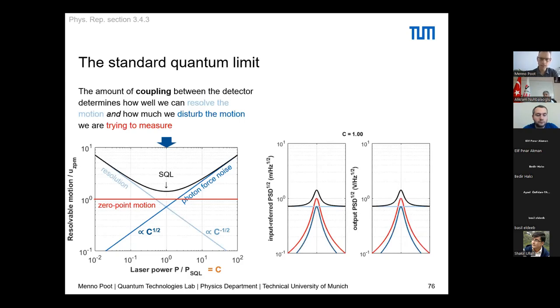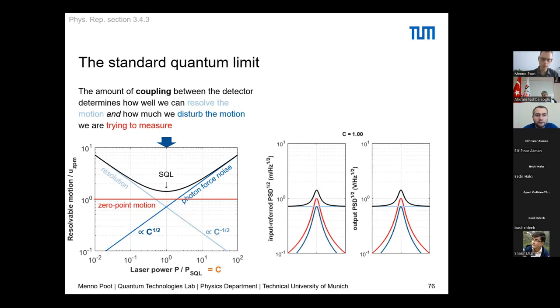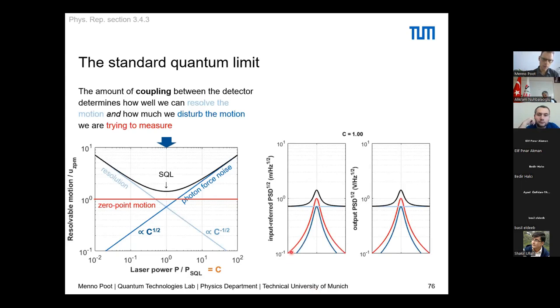So you can see that if I go back and forth, then by going to a higher coupling, this light blue line has dropped, and that means we can now resolve smaller motion. Also, we see that this red line here didn't change. That's, of course, because it is horizontal here. So let me again go back and forth so you can see the differences. What we also see is that this dark blue line, the back action, has also increased, and it has now increased to the same amount as the light blue line. That's why they touch here.